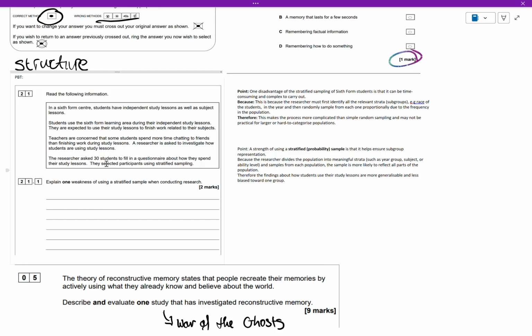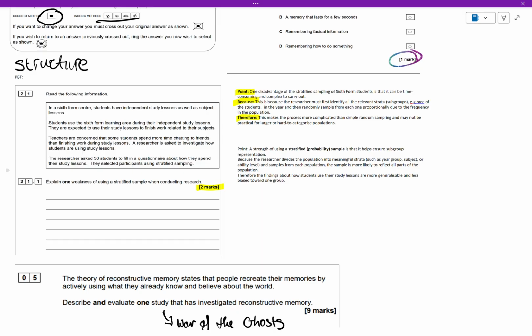So the most effective way of answering a question like this is using PBT. Point, because, and therefore. Using PBT will almost guarantee you to get the 2 marks. So for most questions asking you to explain one weakness or one strength, it's almost always 2 marks. So what I've written here is our point.